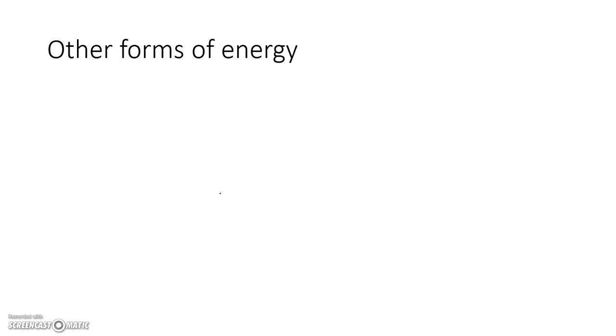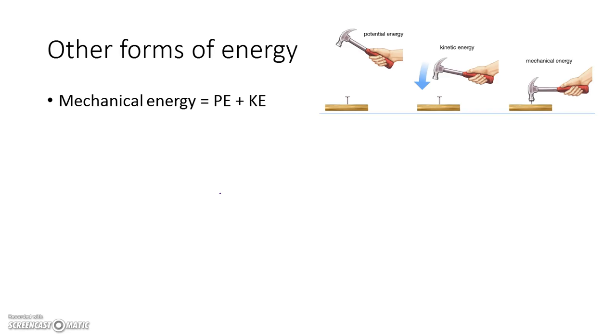All right, other forms of energy that we would need to know. Mechanical energy. Mechanical energy is the sum of potential and kinetic energy. So potential and kinetic energy added together, you get mechanical energy. Okay, so here's the potential energy because it's what's stored inside this object. It has a lot of potential energy because it's up higher. Okay, the potential energy changes into kinetic energy as it moves. And mechanical energy is all of it. It's when it hits it and drives the nail through the piece of wood.